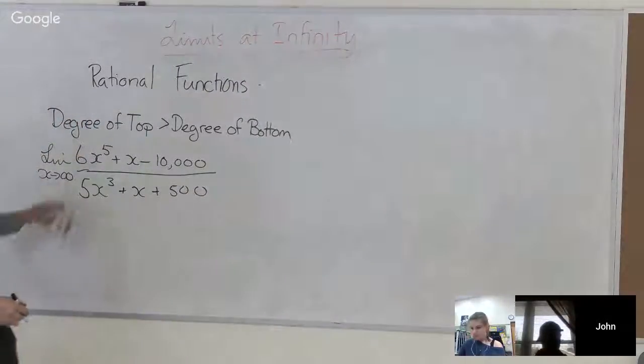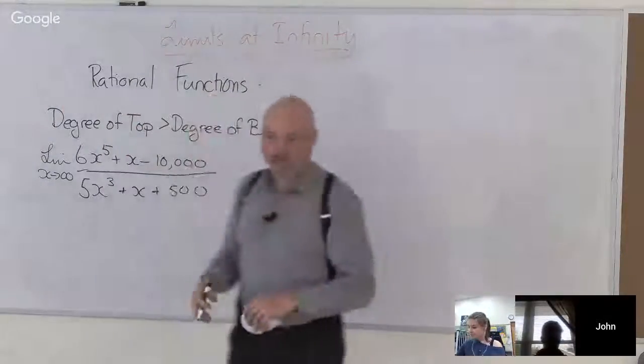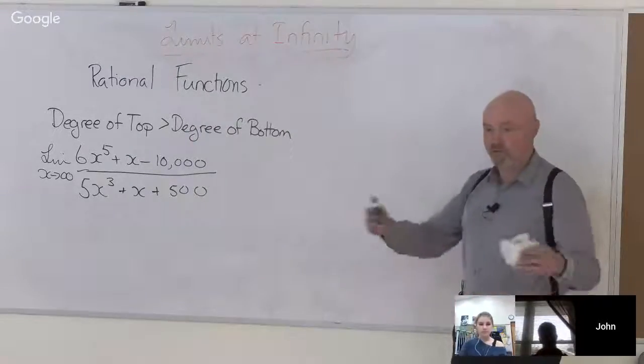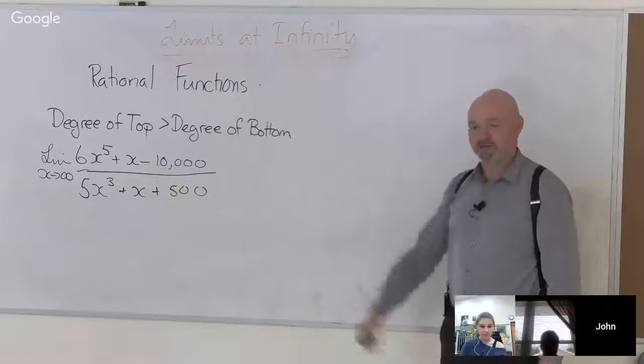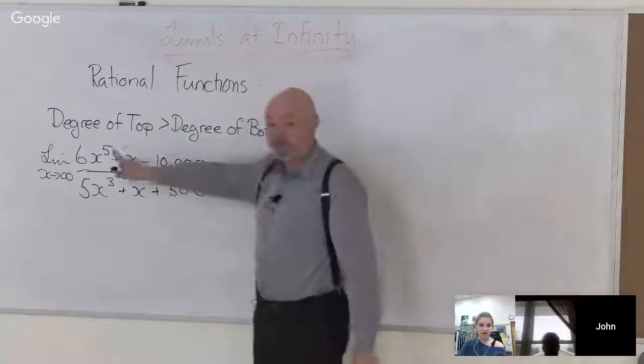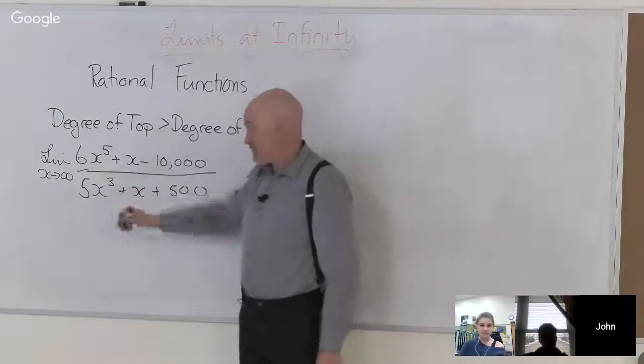Okay, so there we go. Degree of the top is greater than the degree of the bottom, and Maddie, she's got a plan for this one already. What are we going to do? Divide by the highest degree. Yeah, so we're going to divide the top and bottom by x to the fifth.